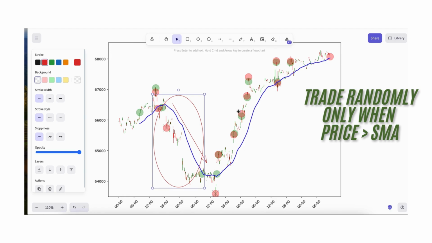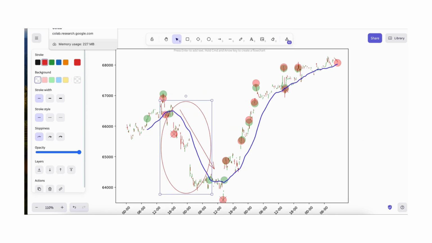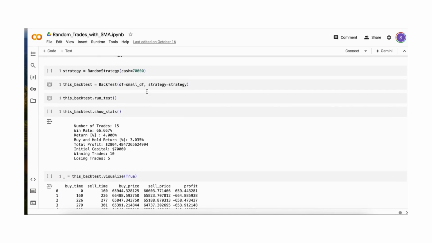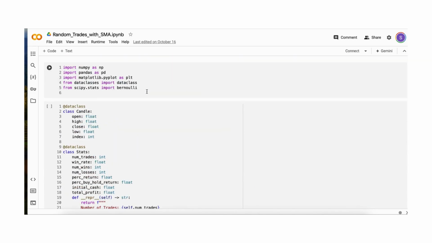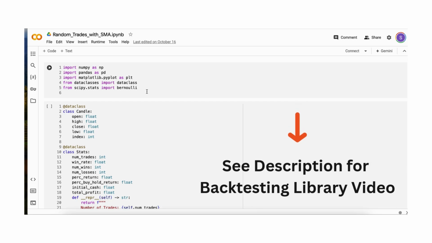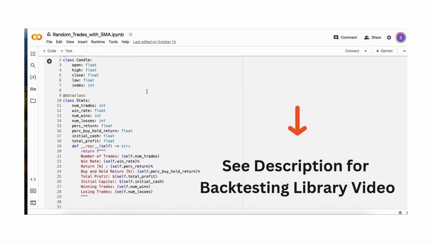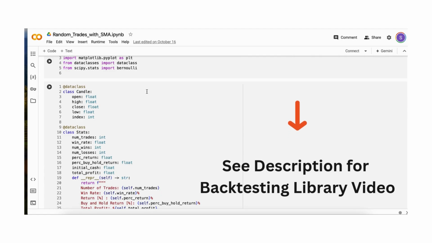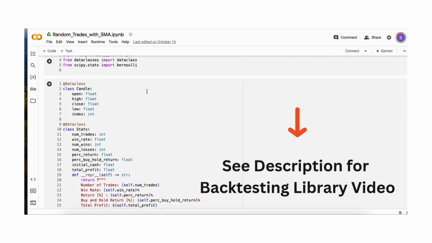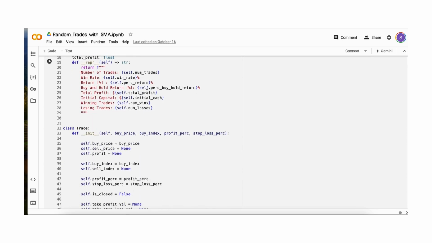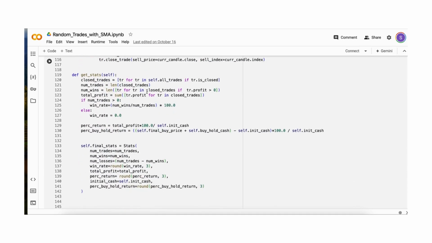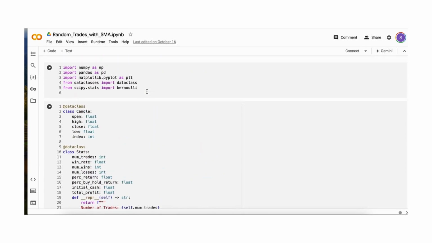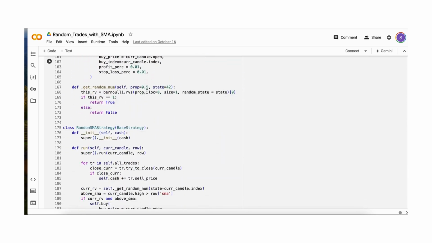So that is our rule: to take trades randomly, but only when our price is above the simple moving average indicator. Now let's look at how to code this up in Python. I will link my video where I described how I built the backtesting library, so please see that video for the nitty-gritty details. Here I will describe it very briefly and talk more about the strategy itself.